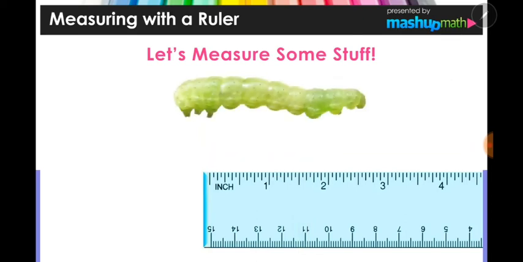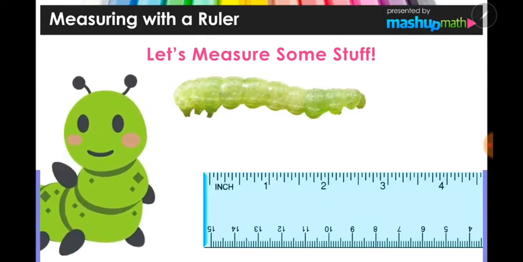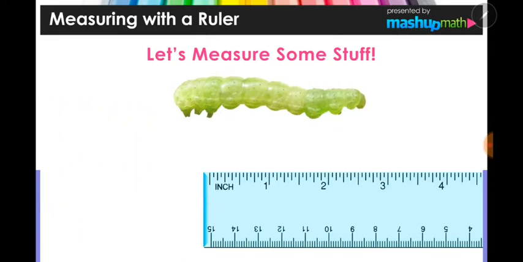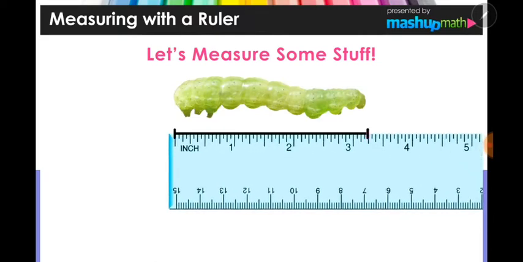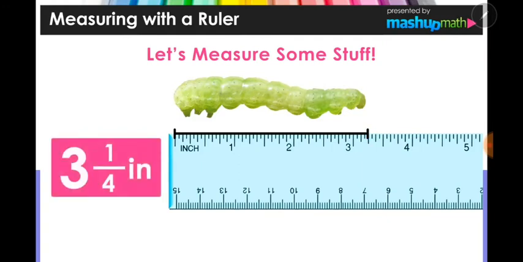Now let's see if we can find the length of this inchworm. Again, we can take our ruler and line up the 0-inch mark with the left edge of the figure. And seeing how far along the ruler it extends to the right edge, in this case, 3 1/4 inches.